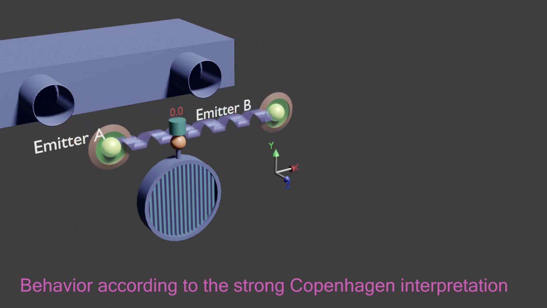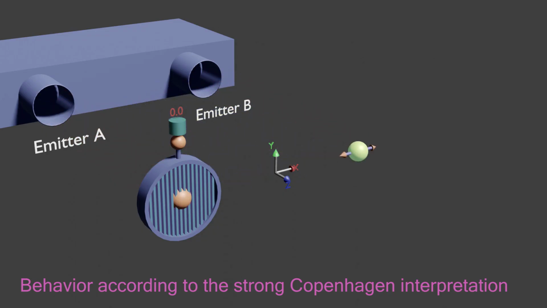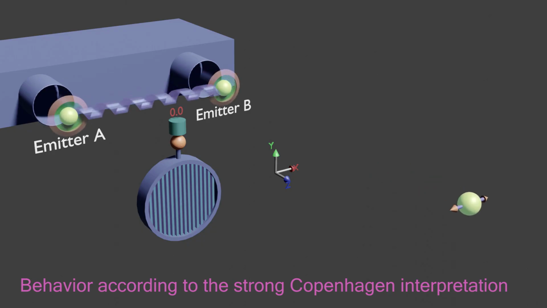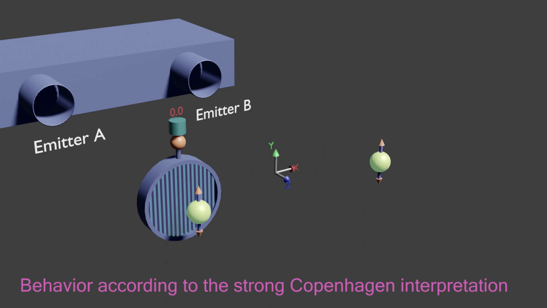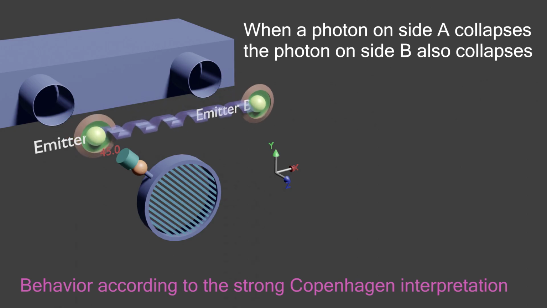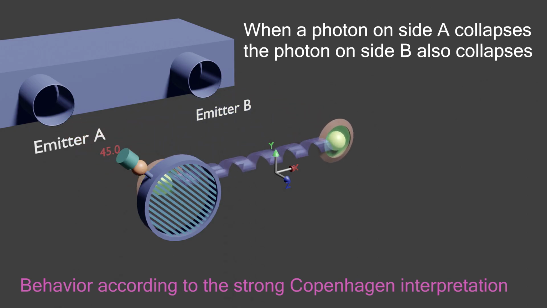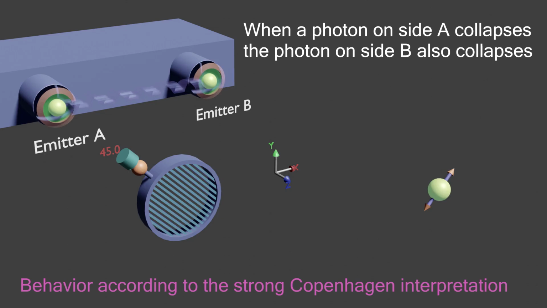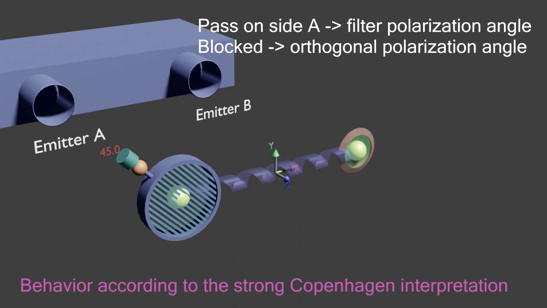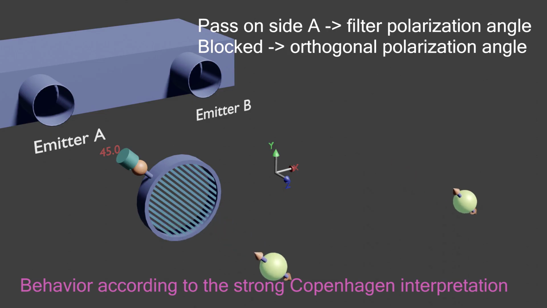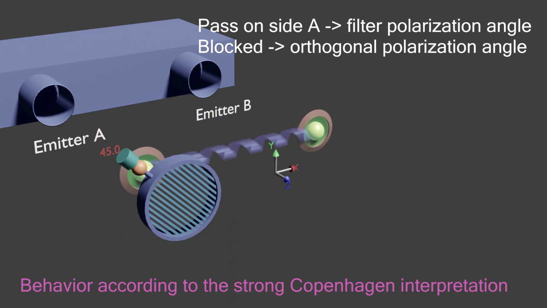When a photon hits the polarizing filter on side A, its polarization state is collapsed and it passes through the filter with a 50% probability. In the Copenhagen interpretation, when a photon on side A collapses, the entangled photon on side B also collapses. The polarization angle of the photon on side B will be the same as the filter on side A if the photon passes on side A, and will be perpendicular to the filter on side A if the photon is blocked on side A.